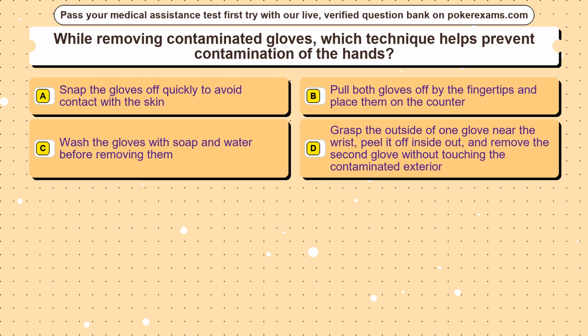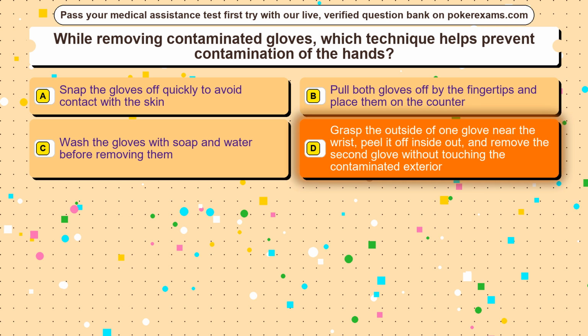Question 34. While removing contaminated gloves, which technique helps prevent contamination of the hands? Option A, snap the gloves off quickly to avoid contact with the skin. Option B, pull both gloves off by the fingertips and place them on the counter. Option C, wash the gloves with soap and water before removing them. Option D, grasp the outside of one glove near the wrist, peel it off inside out, and remove the second glove without touching the contaminated exterior.